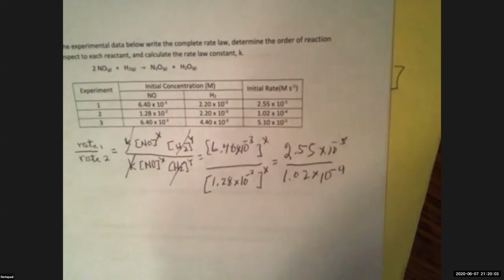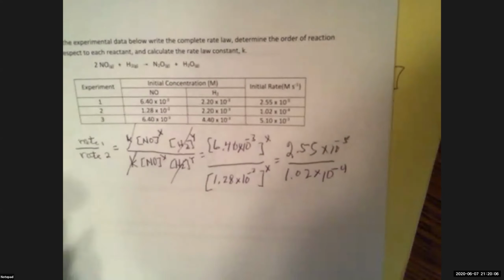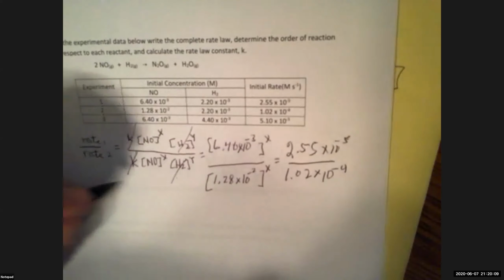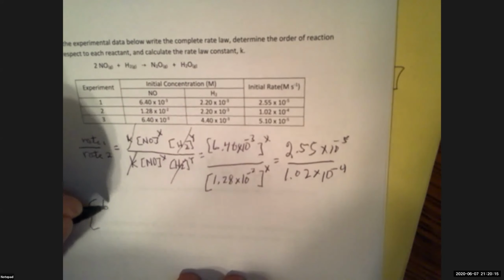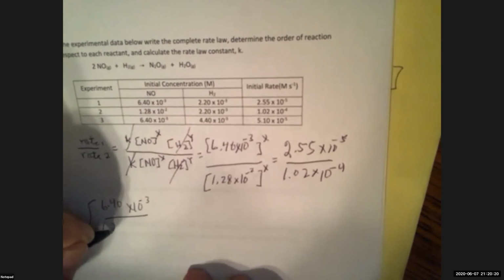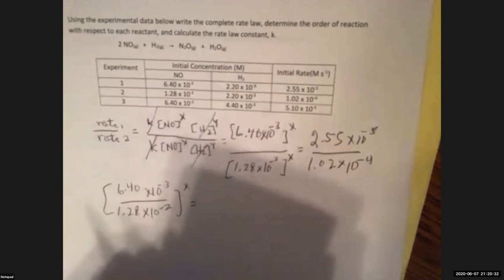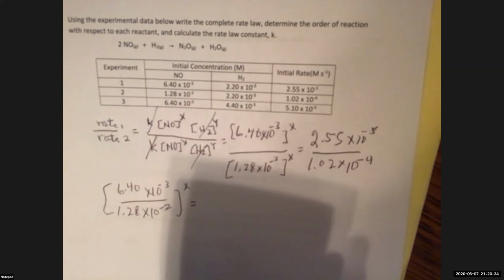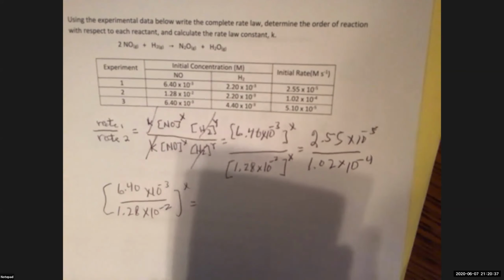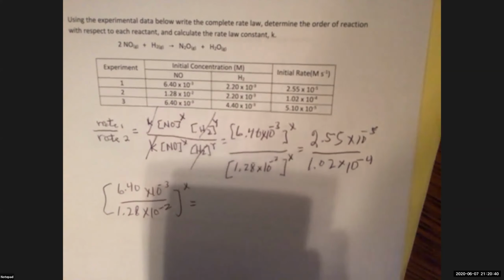So let's do that math and see what we get. This can be simplified, so we can simplify the concentrations. There's 6.40 times 10 to the negative 3 over 1.28 times 10 to the negative 2, to the X. And if I divide those rates, I get 2.55 e to the negative 5 divided by 1.02 e to the negative 4. And that comes out to 0.25.